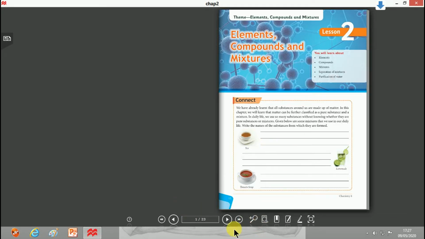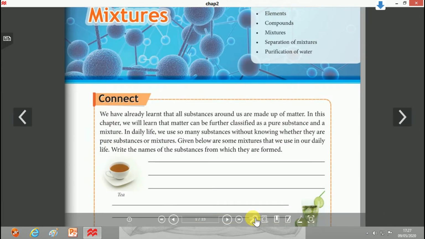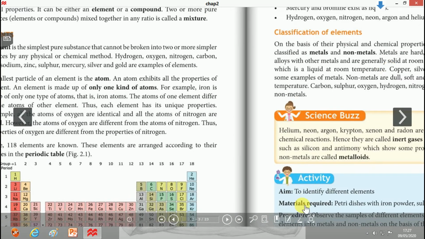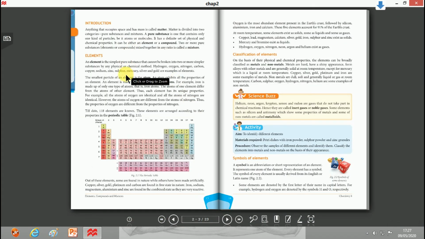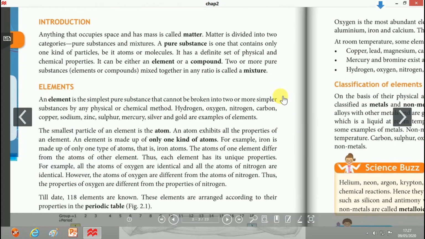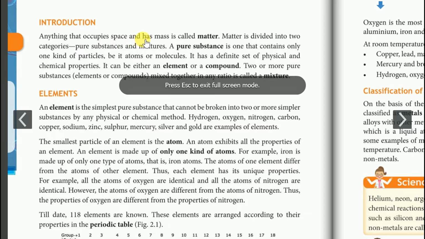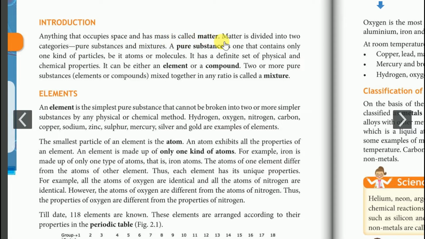Today we'll start a new chapter, the second chapter, Elements of Chemistry. In this chapter we'll learn about matter. Now, the definition of matter: anything that occupies space and has mass is called matter.